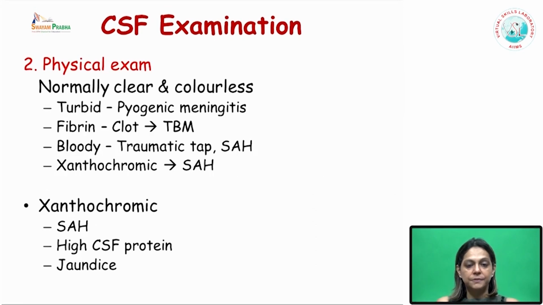Physical examination: CSF is normally clear and colorless. It can be turbid in case of pyogenic meningitis. There can be presence of a fibrin clot in case of tubercular meningitis. A bloody tap can be seen in traumatic injury or subarachnoid hemorrhage.